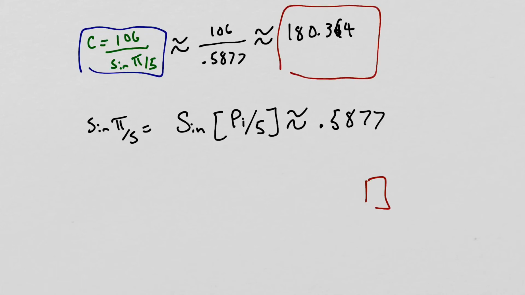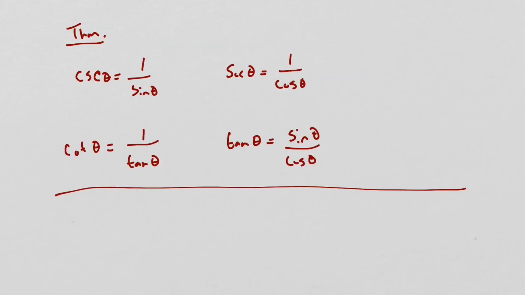Before we go any further, let's look at some trig identities. In this first identity, what we're saying is that cosecant theta is equal to the reciprocal of sine theta, secant theta is equal to the reciprocal of cosine theta, cotangent theta is equal to the reciprocal of tan theta, and tan theta is equivalent to sine theta divided by cosine theta. All these identities follow from the definition of the trig functions that we've seen before, but let's write and show one of these identities.